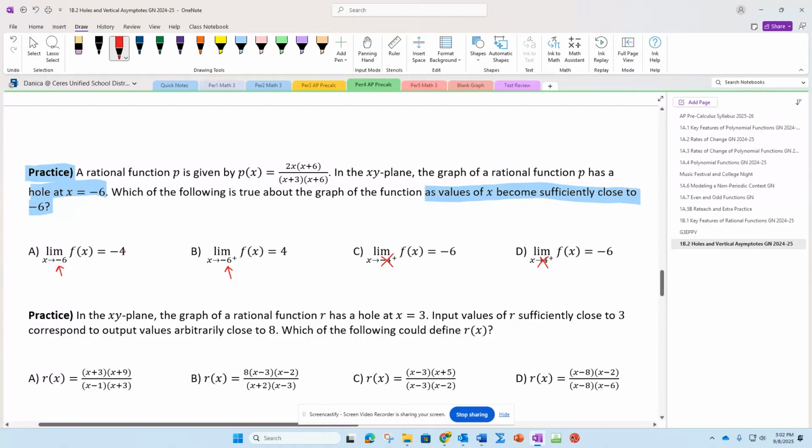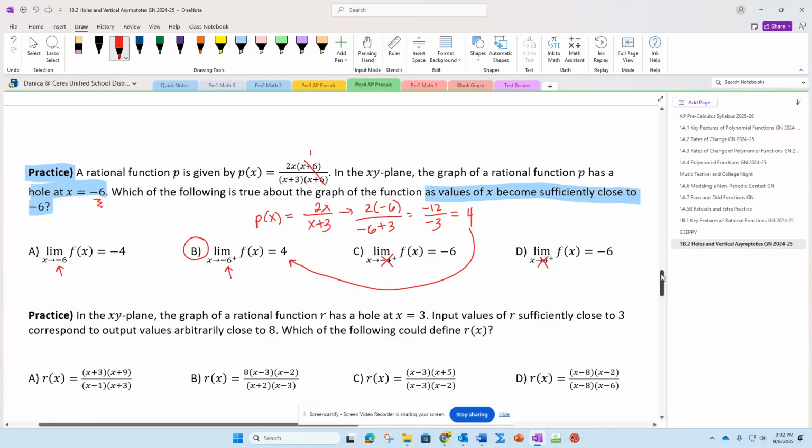And now we want to know what is the y coordinate of the hole. So we would reduce out our common factor of x plus 6 that gave us the hole. That becomes 1. And so now we have that our p of x in its simplified form would be 2x over x plus 3. And so now we're going to plug in our x value from our hole, -6, and that would give us 2 times -6 over -6 plus 3. And here we get -12 divided by -3, which would be a positive 4. And so that gives us choice B. That 4 matches that right there.